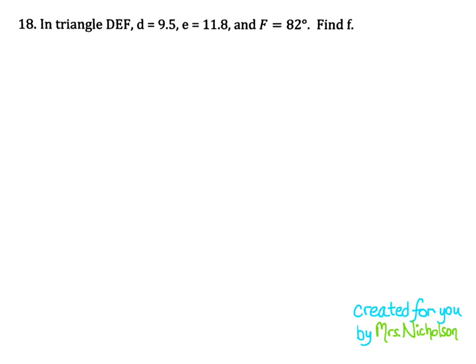All right, last question here in this section. Triangle DEF, we know side D, we know side E, we know angle F. And we need to find side F. Side D across from angle D, 9.5. Side E across from angle E, 11.8. And angle F, 82 degrees. And we need to find side F. So I've got side, angle, side here. And so that tells me I need to use law of cosines again.